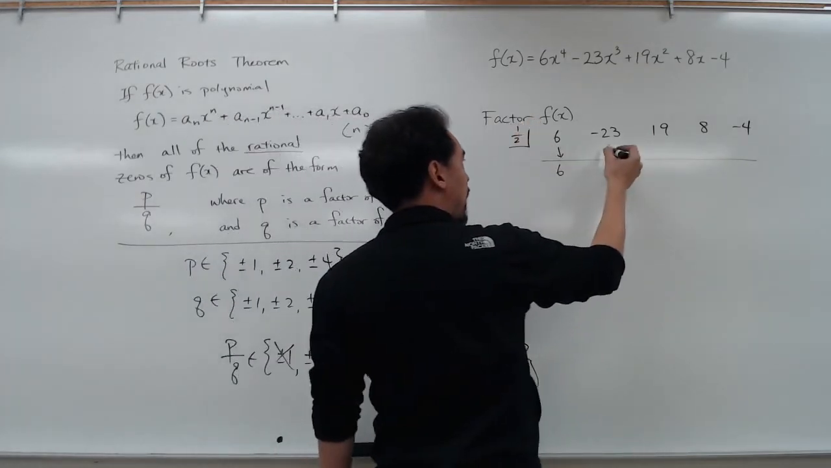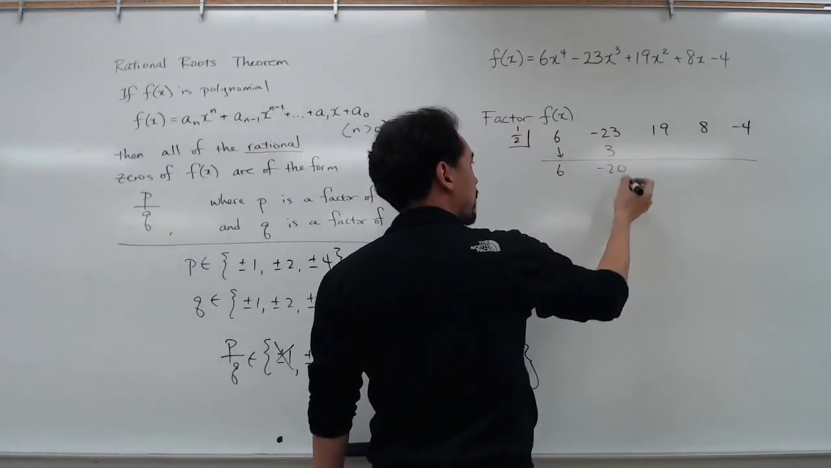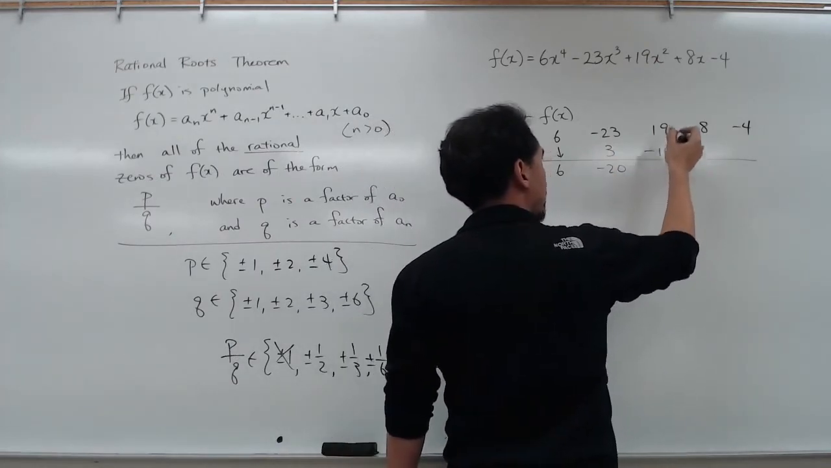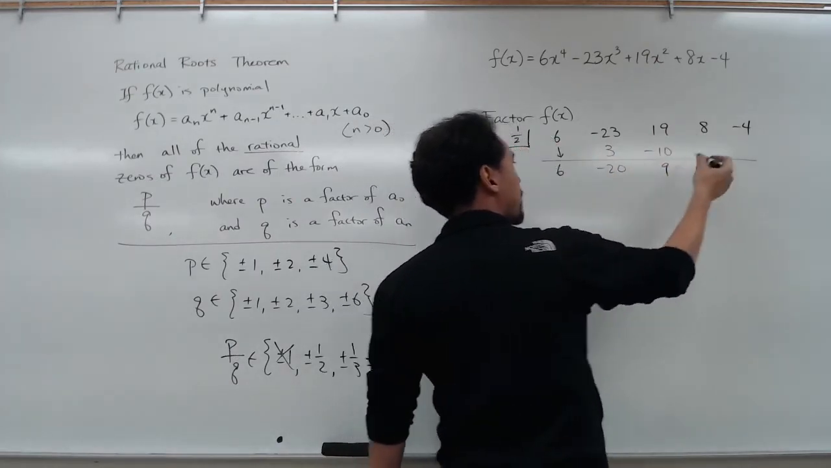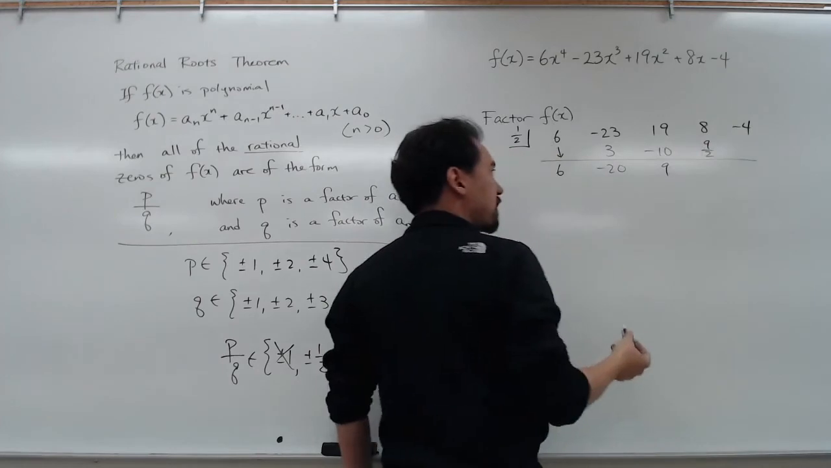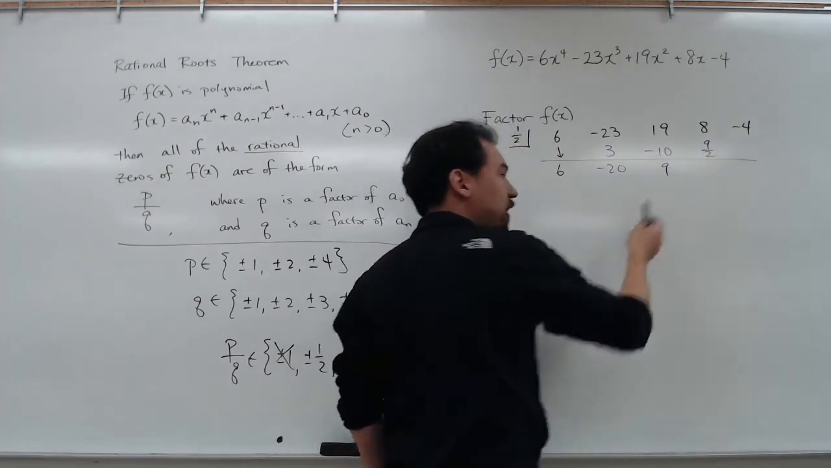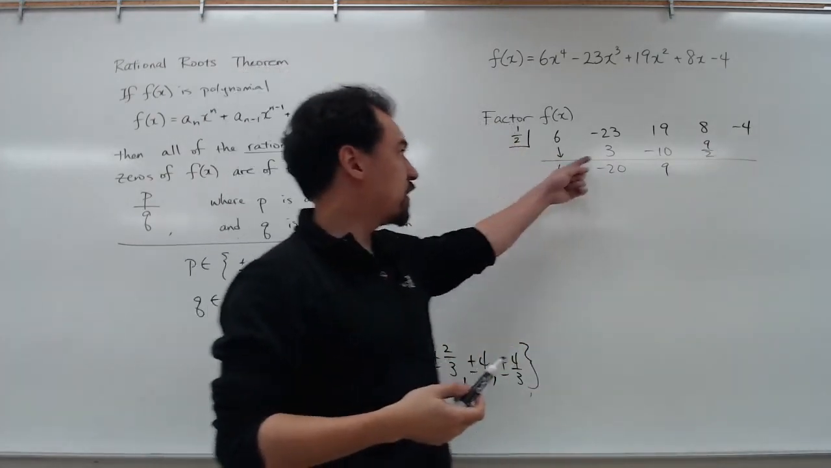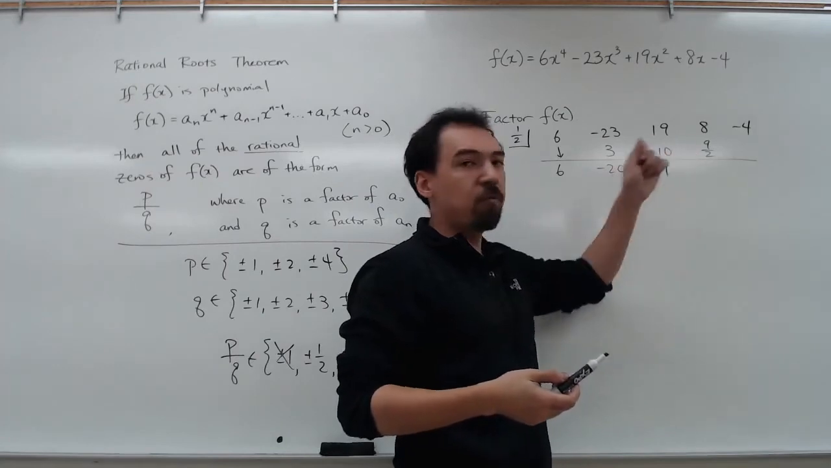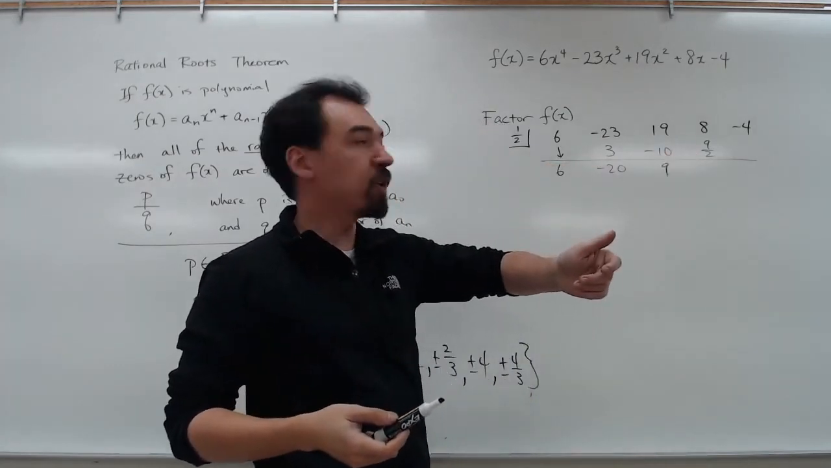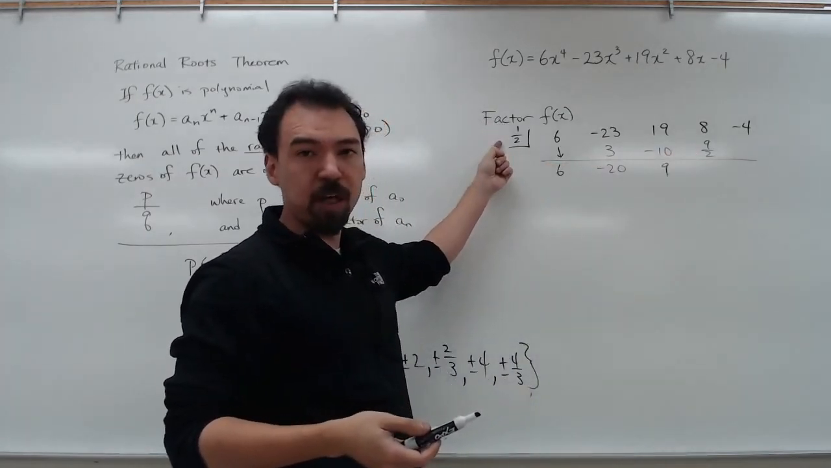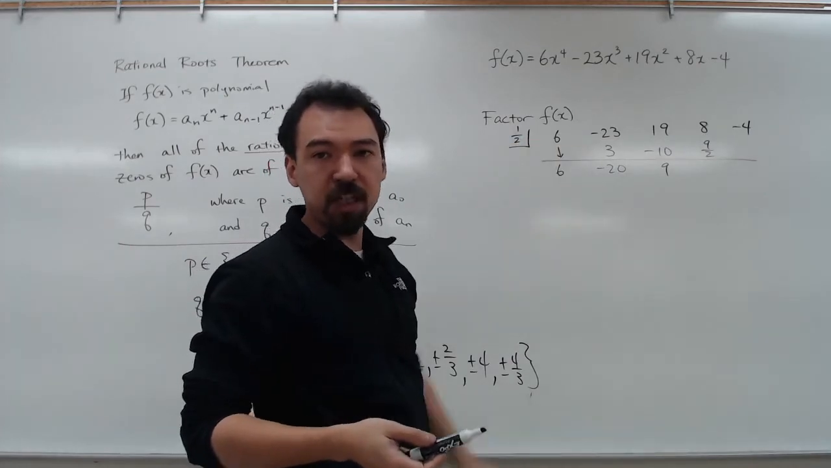So 6 times 1/2 is 3. Then add them together. Negative 20 times 1/2 is negative 10. Add them together. That times 1/2 is 9/2. Now, at this stage, as soon as you get to a non-integer value in this row, you know that you can't get back to an integer value because you're going to keep multiplying by this 1/2. The denominator is going to keep getting bigger.